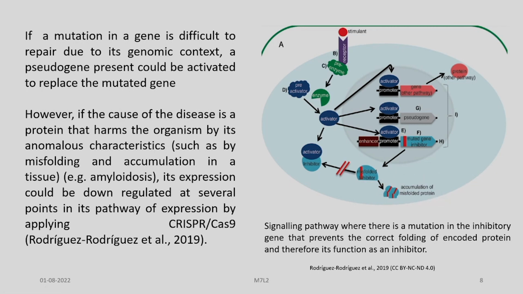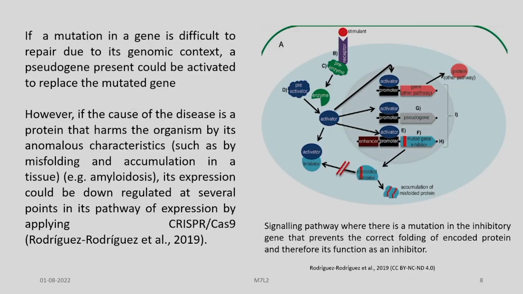So, if a mutation in a gene is difficult to repair due to its genomic context, a pseudogene present could be activated to replace this mutated gene. However, if the cause of the disease is a protein that harms the organism by its anomalous characteristics, such as misfolding and accumulation as shown here in a tissue, for example amyloidosis, its expression could be downregulated at several points in its pathway of expression by applying CRISPR Cas9 technology.